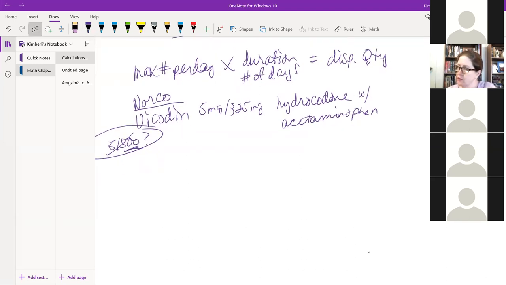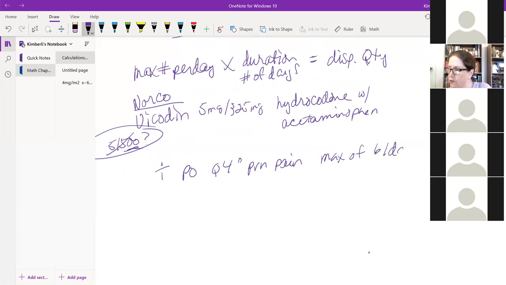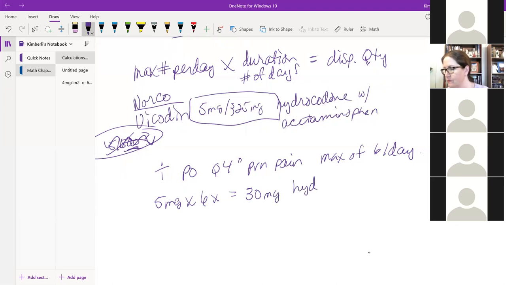So very good. Okay, so let's say that this patient just had a tooth pulled, and the directions are 1 PO Q4H PRN pain. And it might even say max of 6 per day. Okay, so let's look at this 5-325. How many milligrams of hydrocodone are they getting in a day? 20. Six a day. I think four. Well, 20 for every 4 hours. No. 30 milligrams. So 5 milligrams times 6 times a day gives them 30 milligrams of hydrocodone in a day.